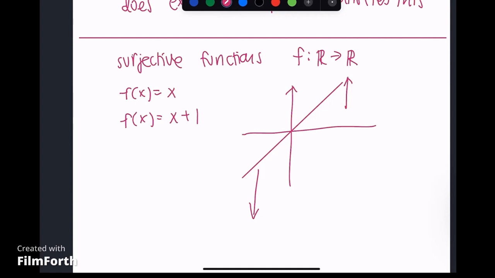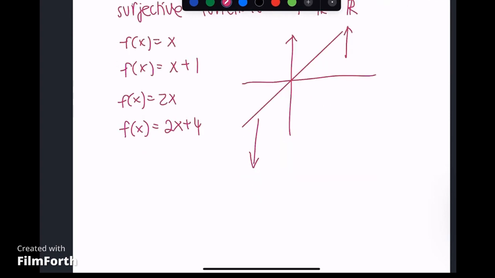So it can honestly be anything. It can be like 2x plus 4. All linear functions are going to be surjective.